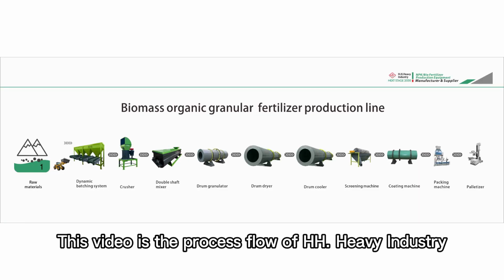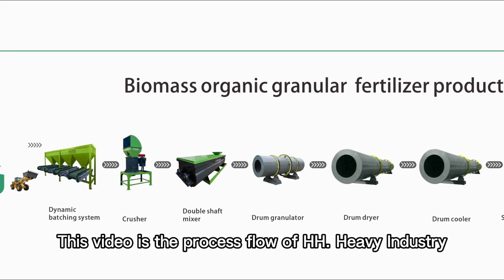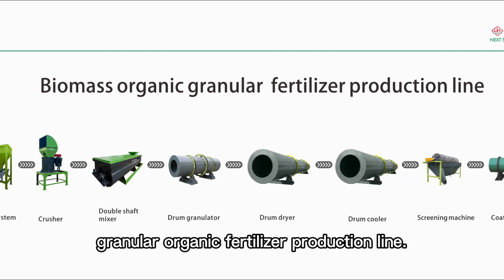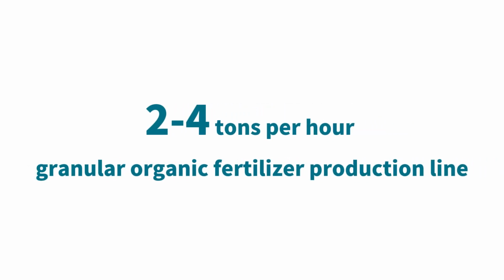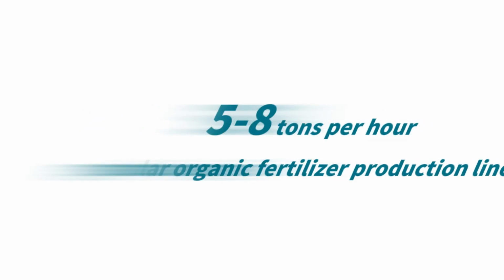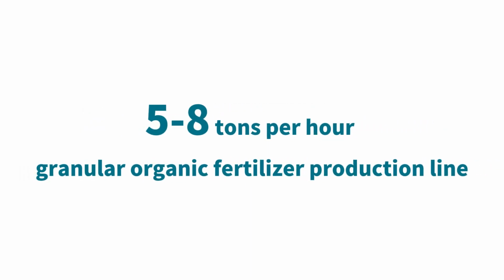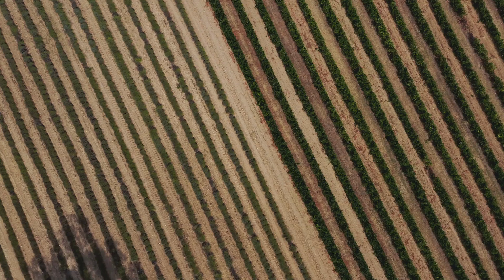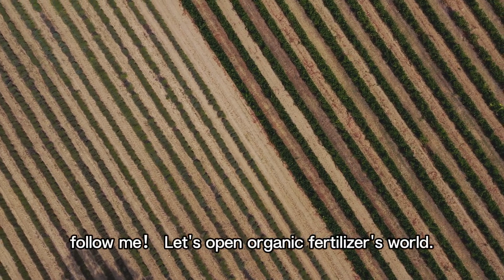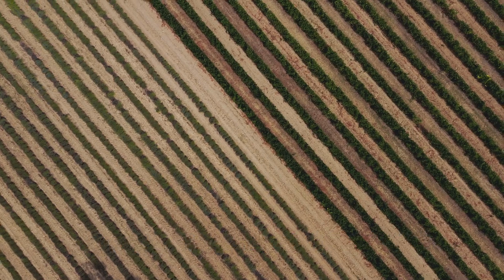This video is the process flow of HH Heavy Industry Granular Organic Fertilizer Production Line. We can provide global customers with a 2 tons per hour granular organic fertilizer production line, a 5 to 8 tons per hour granular organic fertilizer production line, and a 100,000 tons per year granular organic fertilizer production line. Okay, follow me. Let's open organic fertilizers world.